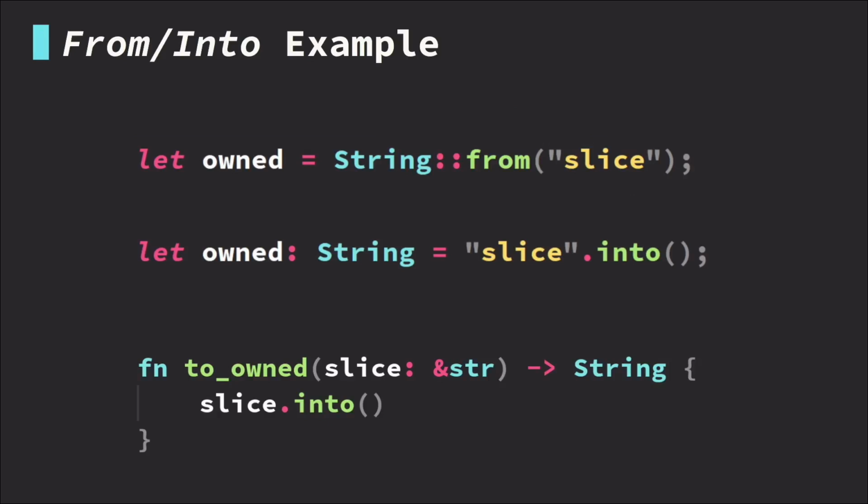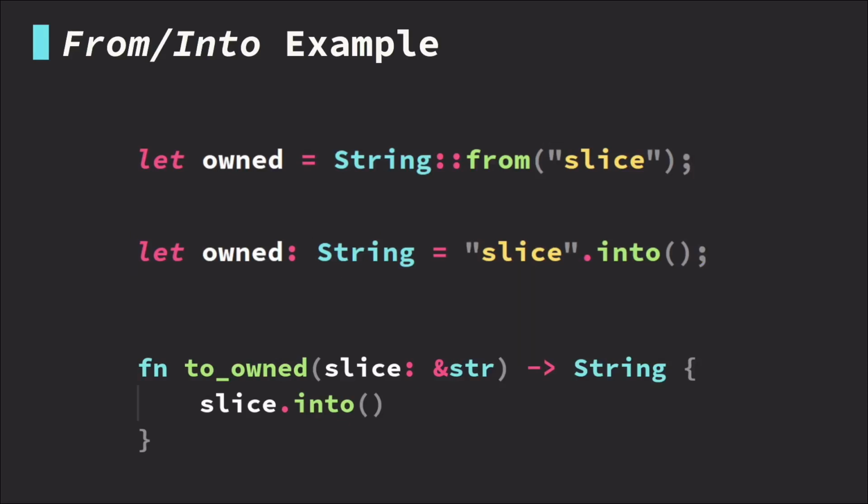On the second line, we're utilizing the Into trait. When you're using into, we have to specify a type. So we're using a type annotation right here to specify that we want an owned string. We then take a string slice, call .into on it, and it will convert from this string slice here into an owned string.